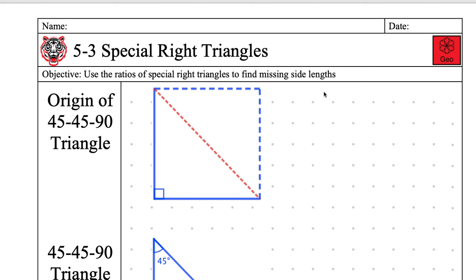All right, so we are on notes 5-3 for geometry. Today's date is Tuesday, January 28th, 2020.